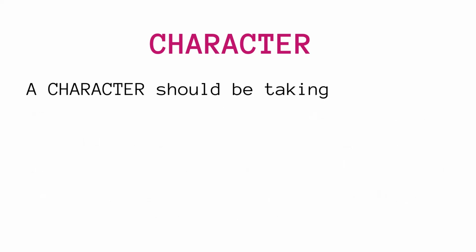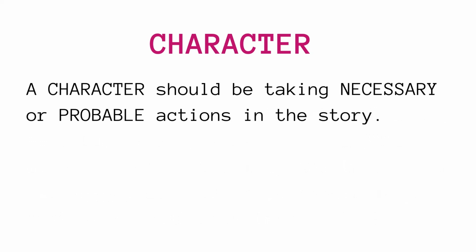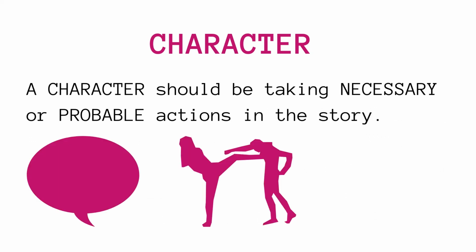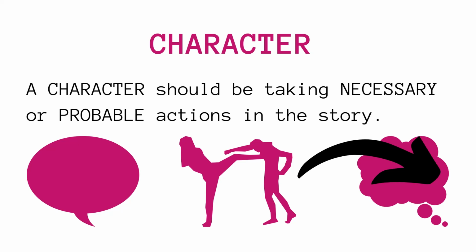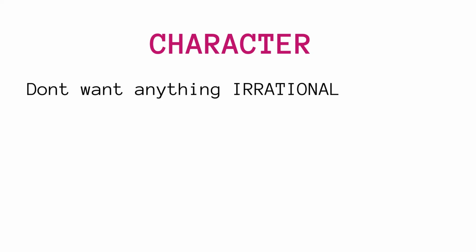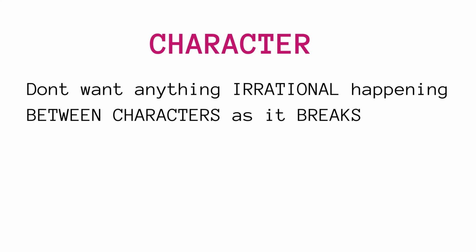Character is the same as plot in that the writer should be making them necessary or probable in the story. So when a character says or does something, it should be necessary or probable for them to say or do those things, based on the characteristics that they've established, of course. And anything they do after is probable or necessary based on what they did before. You don't want anything irrational happening between the characters, as that breaks the flow of the story.